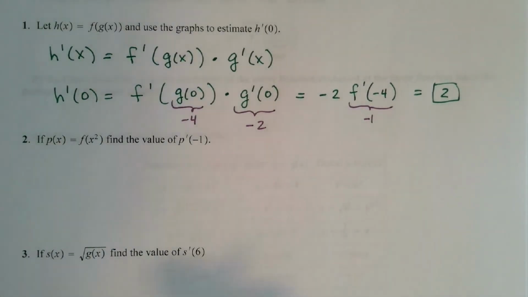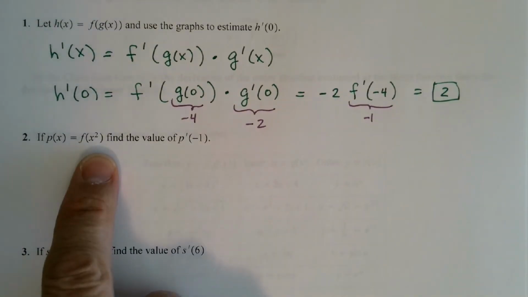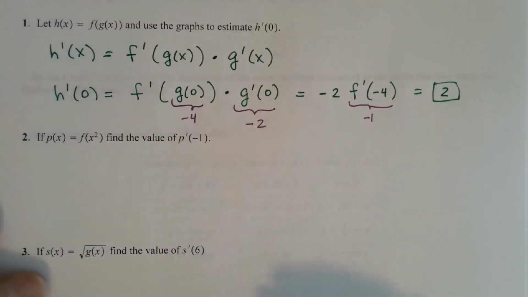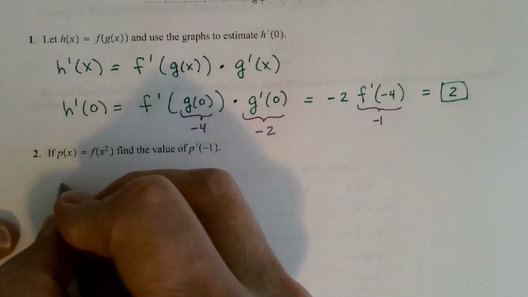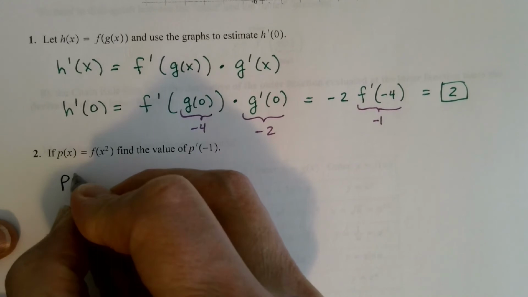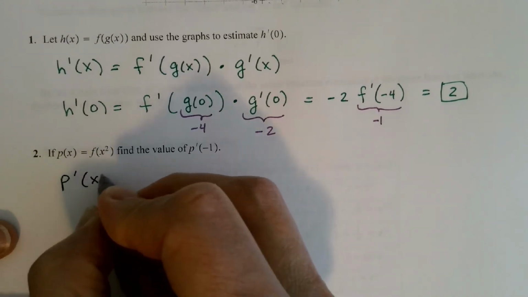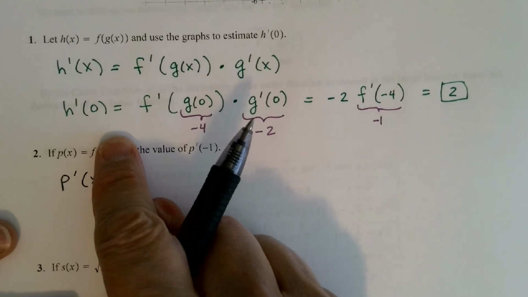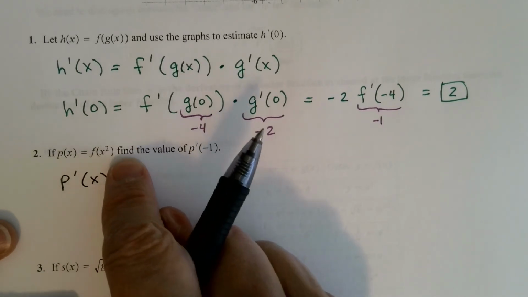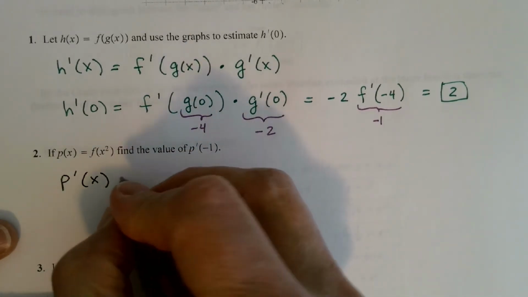If p of x is equal to f of x squared, let's find the value of p prime of negative 1. So p of x is f of x squared. First find the derivative. Again, it's going to be by the chain rule. Outer function again is f, like above, but now what's the inner function? X squared.